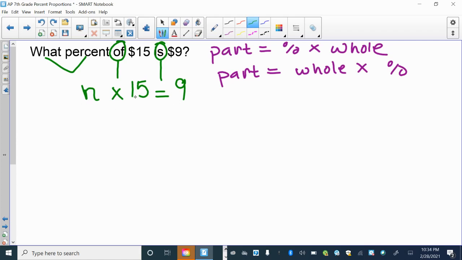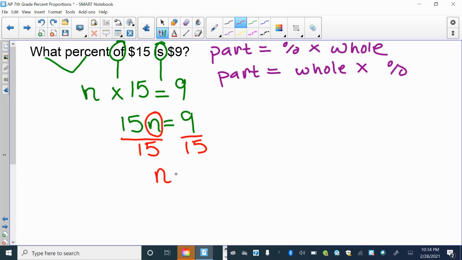We need to solve this. I'm going to flip-flop our 15 and our 9 to make this look like a one-step equation, which we have been learning about in class. So in order to get N by itself and to solve for N, I must divide both sides by 15, because 15 divided by 15 will give me 1. That means that N will be alone on this side. And 9 divided by 15 will give me 0.60. Our answer is in percent form, so we do have to change 0.60 to 60%.